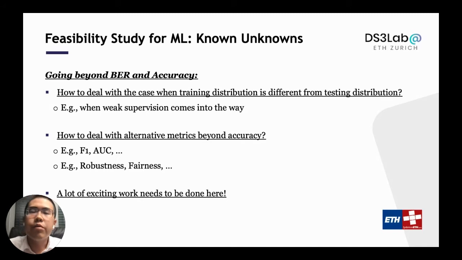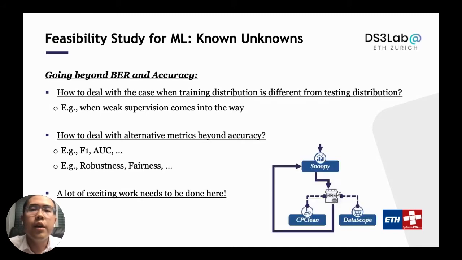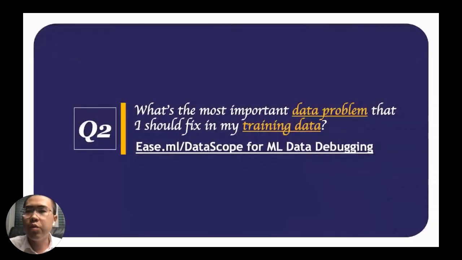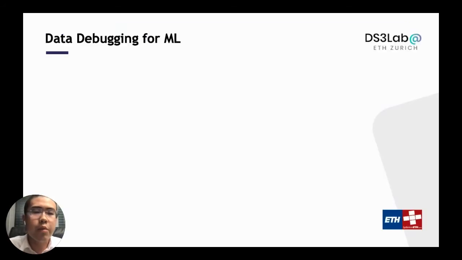Given this, let's switch gears and talk about another problem that we have been looking at. Assuming this feasibility study step tells you that your data quality is not good enough, what should we do? The second question that we have been looking at is, what is the most important data problem that you should fix in your training data? Here is the problem that we have been thinking about.